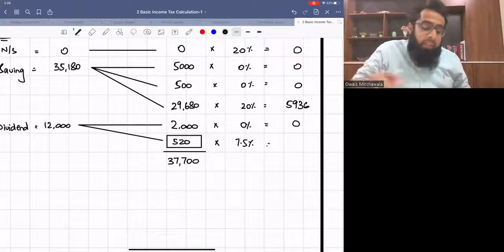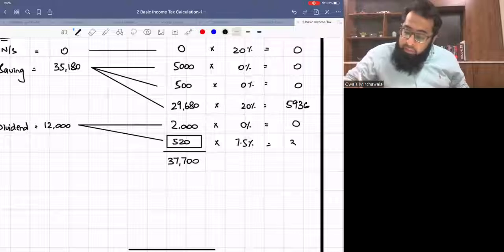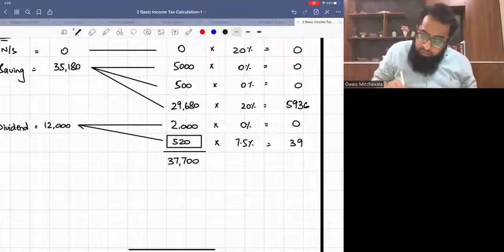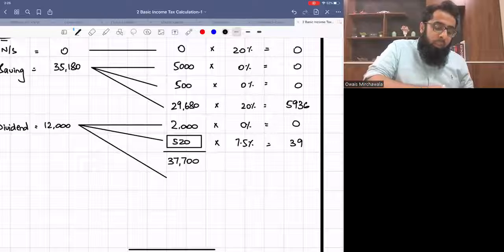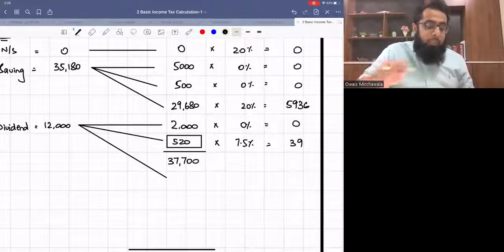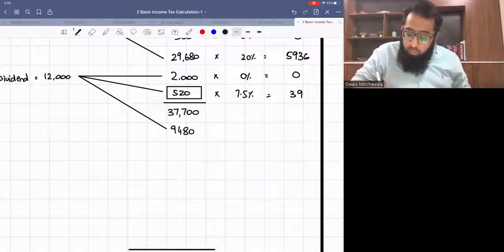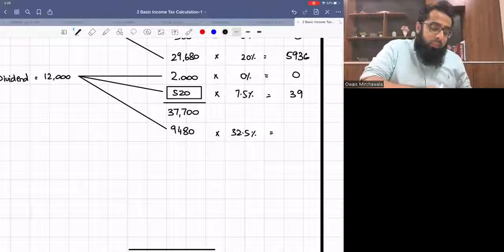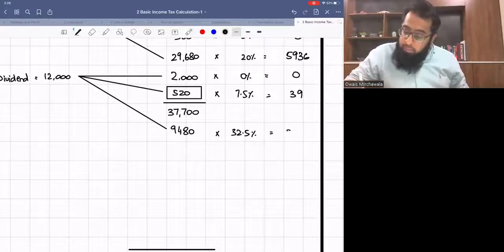Whenever you feel that the band is near its end, you have to check it, because after the basic rate band, the tax rate will change. So 12,000 minus 2,000 and minus this 520, so 9,480 goes at 32.5%, since we are in the higher rate band now. That gives 3,081.